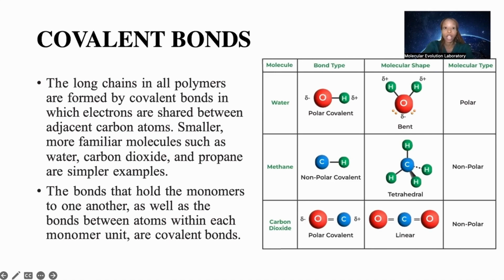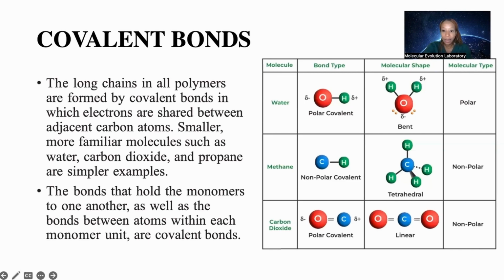So it's important to note that the long chains in all polymers, as we mentioned before, are formed by covalent bonds in which electrons are shared between the adjacent carbons. The backbone of a polymer usually consists of carbon, and most polymers consist of carbon and hydrogen atoms. Smaller, more familiar molecules such as water, carbon dioxide, and propane are simpler examples. And the bonds that hold monomers together, as well as bonds between atoms within each monomer unit, are also covalent bonds. Covalent bonds hold atoms together. Covalent bonds hold monomers together in order to give you polymers.